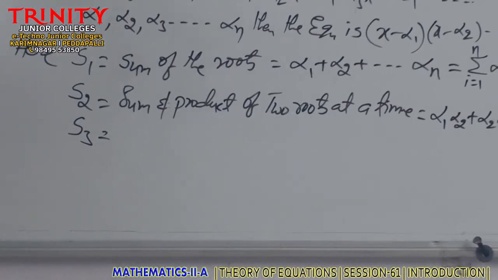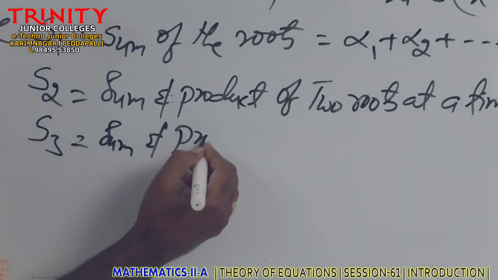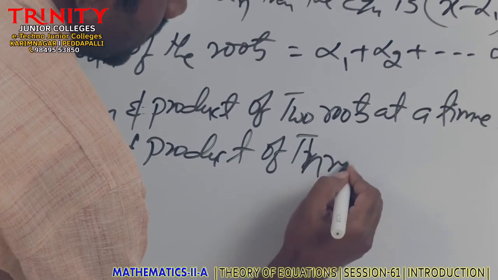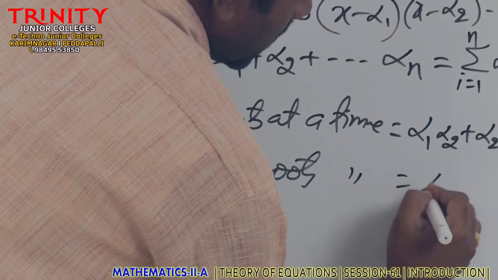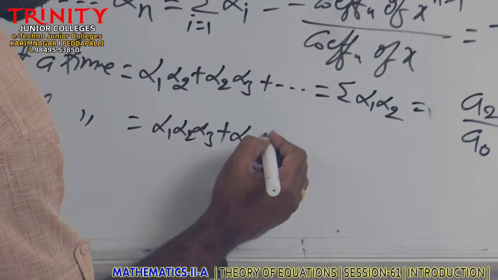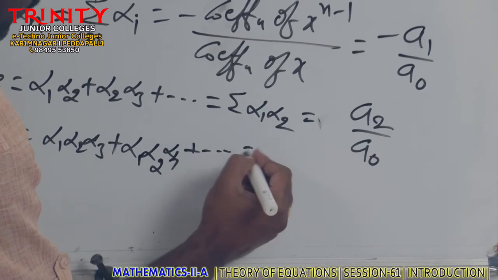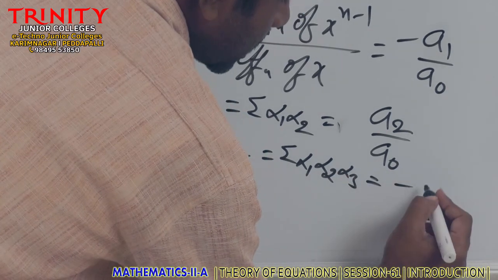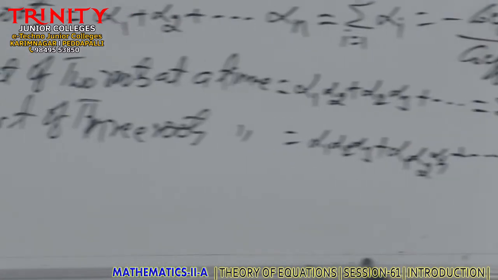S3, just one minute, the sum of the products of three roots at a time, that is alpha 1 alpha 2 alpha 3 plus alpha 1 alpha 2 alpha 4, this is also a root, plus so on. This is equal to the summation of alpha 1 alpha 2 alpha 3, which is equal to minus a3 by a0.